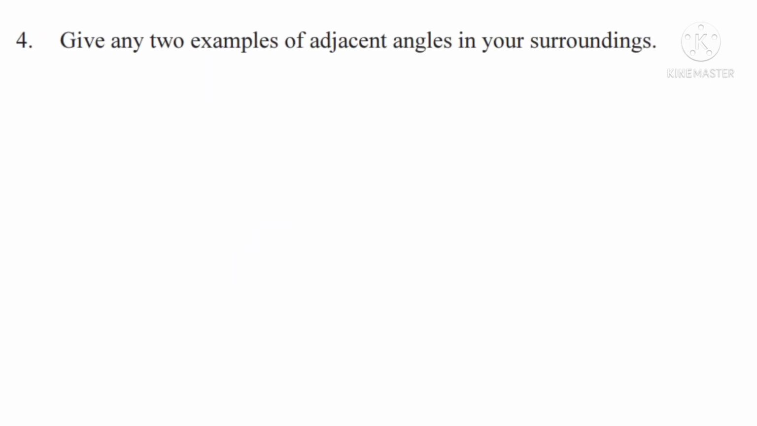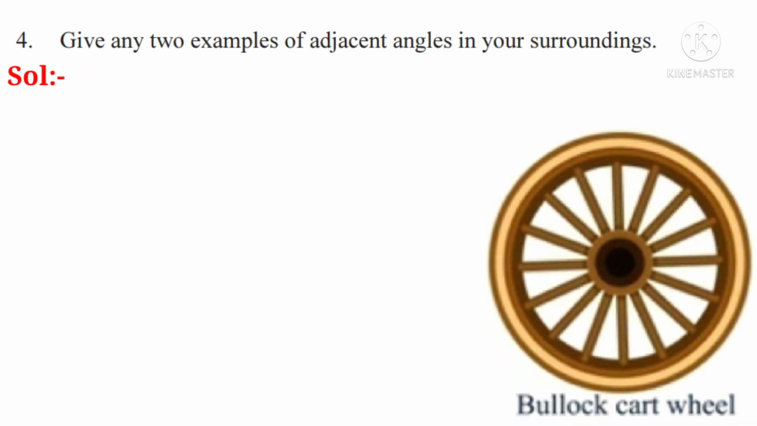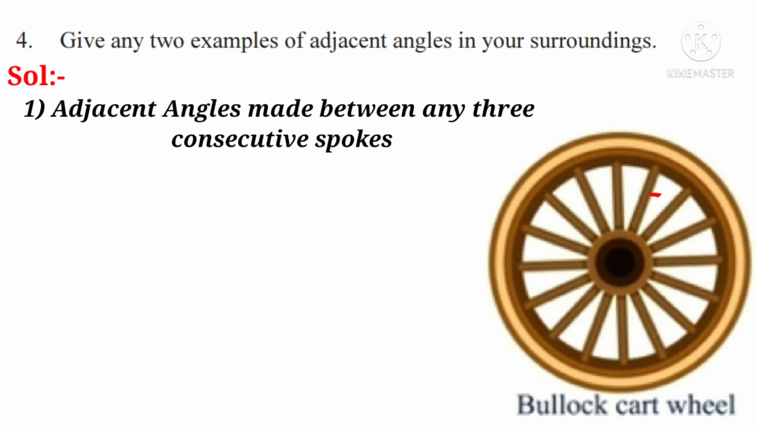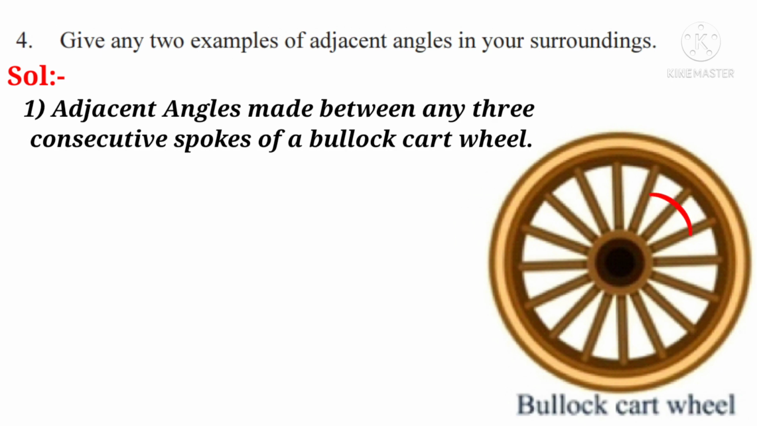Now fourth problem. Give any two examples of adjacent angles in your surroundings. Solution. Take a bullock cart wheel. Adjacent angles are made between any three consecutive spokes of a bullock cart wheel.